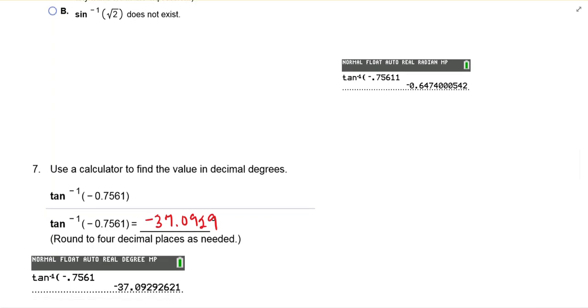I don't know what that did. I think that was an error. Let me get rid of this.